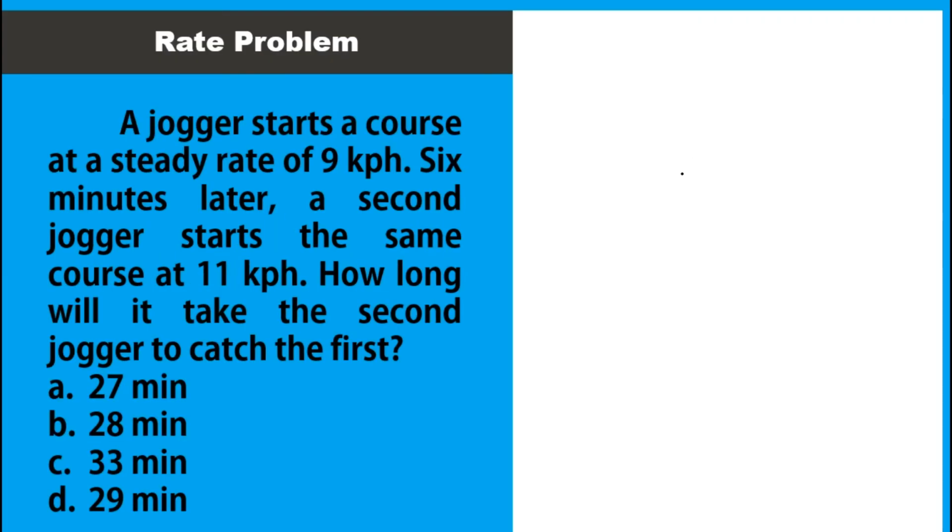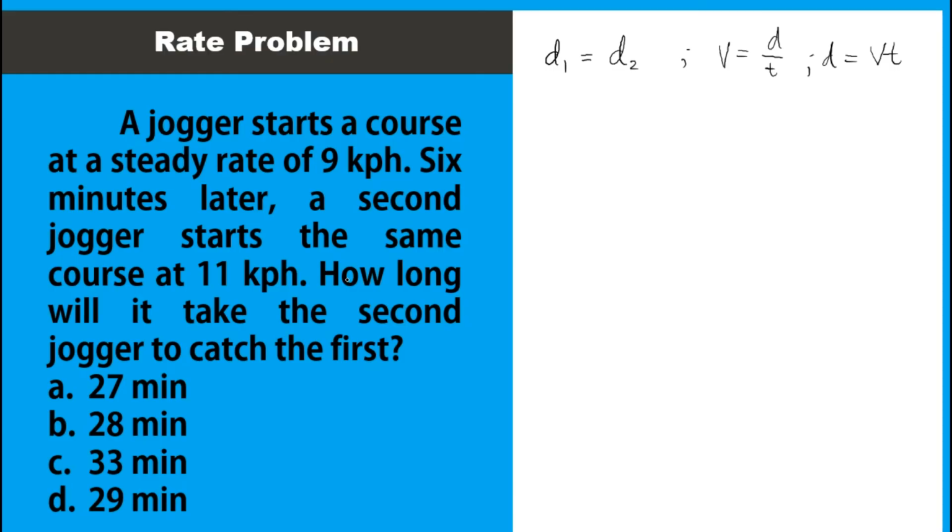For the first problem, a jogger starts a course at a steady rate of 9 kph. 6 minutes later, a second jogger starts the same course at 11 kph. How long will it take the second jogger to catch the first? In order for the second jogger to catch the first, they should have equal distance. So the distance traveled by the first jogger is equal to the distance traveled by the second jogger. Velocity is distance over time. Therefore, distance is equal to velocity times time.